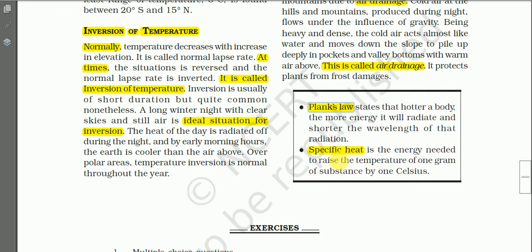And specific heat, actually this I have explained to you in the previous lesson. This is the energy needed to raise the temperature of 1 gram of substance by 1 degree Celsius. And last time also I explained to you that water warms up and cools down slowly. Why? Because the specific heat of water is higher than the land. That means water requires more heat energy to warm up.